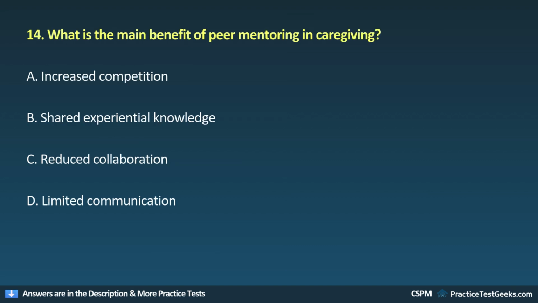14. What is the main benefit of peer mentoring in caregiving? A. Increase competition. B. Shared experiential knowledge. C. Reduce collaboration. D. Limited communication.